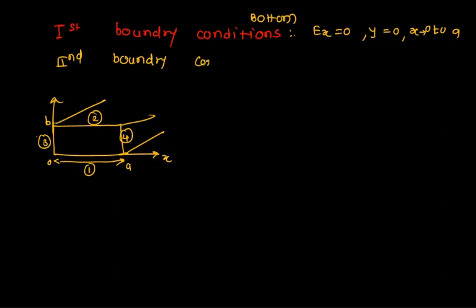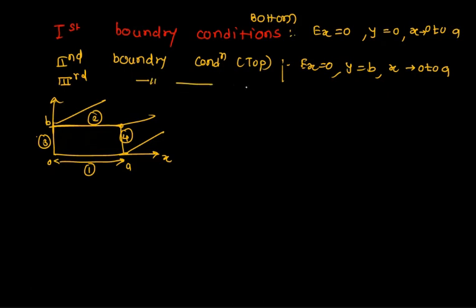The second is nothing but the top side of this one. So for the top side, again you are having Ex is equal to 0, whereas your y is equal to b, but your x is varying from 0 to a. What about the third boundary condition? Here you are considering the left side. So on the left side your EY is equal to 0, your x is equal to 0 and y varies from 0 to b.